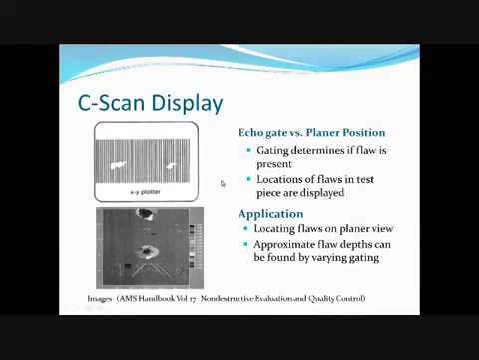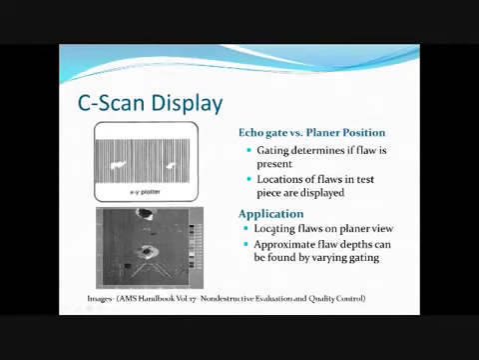The locations of the flaw in a test piece will be easily read because the transducer will be traveling in a planar fashion throughout the test piece, and then if an echo is encountered, you will be able to see in what location these flaws are present.